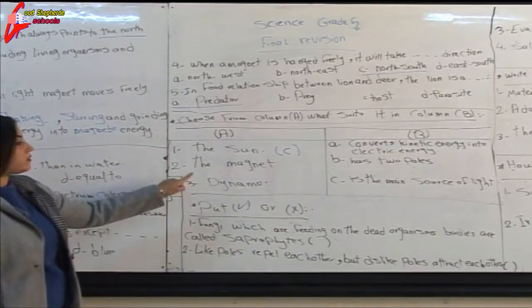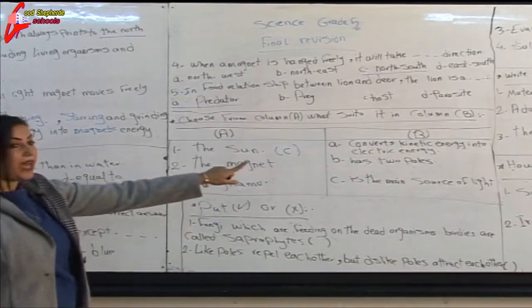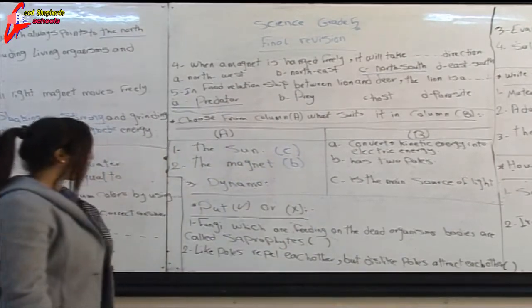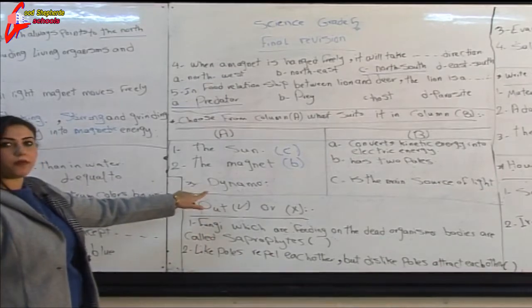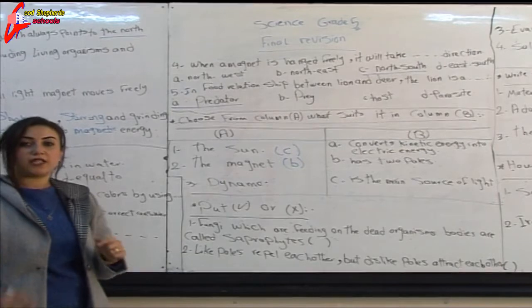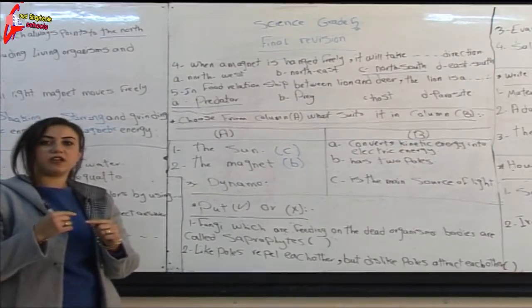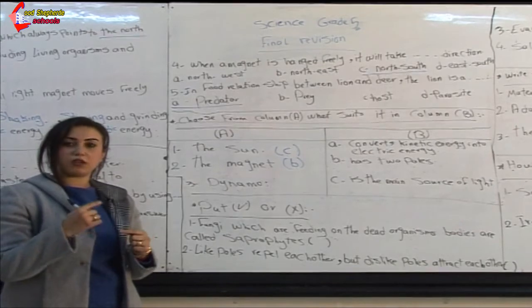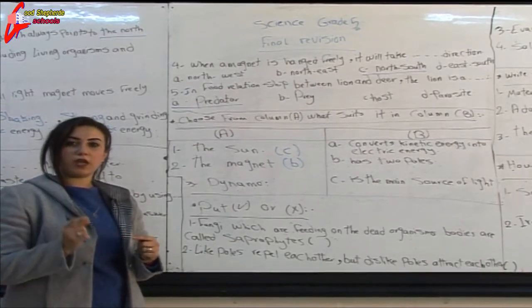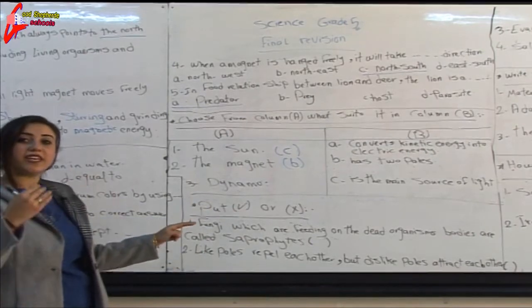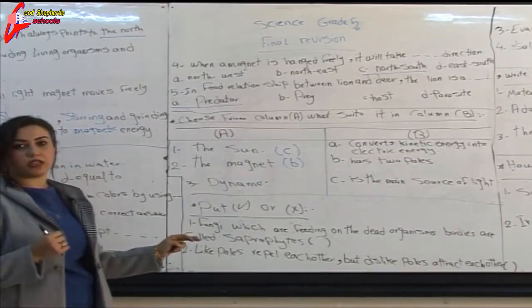Number 2, the magnet has 2 poles, so the answer is B. A dynamo: do you remember a dynamo consists of a copper coil and a magnet? When we move a magnet inside a coil, it produces electric current that makes the lamp light. So it converts kinetic energy into electric energy.